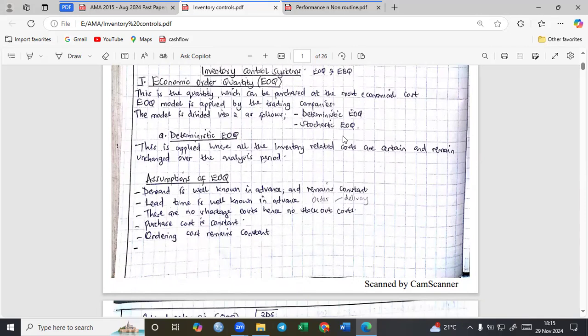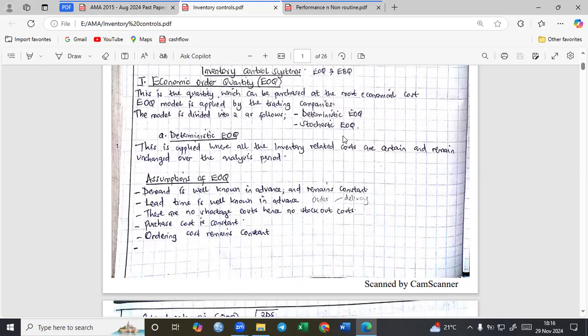This is the quantity which can be purchased at the most economic cost. It's what we call the economic order quantity. These are the quantities to be ordered which will have the minimum cost. So the amount of units that the company can order which is associated with the minimum overall cost is what we call the economic order quantity. Okay.